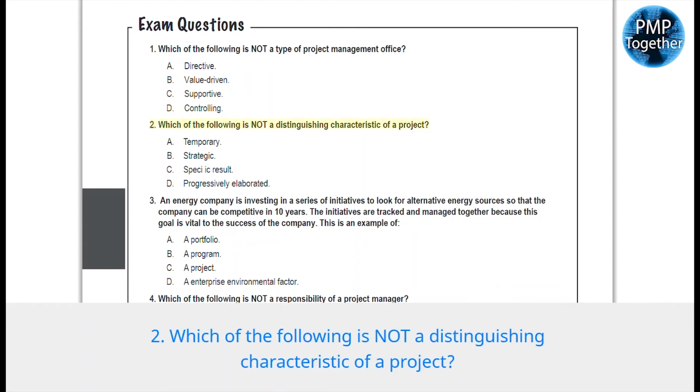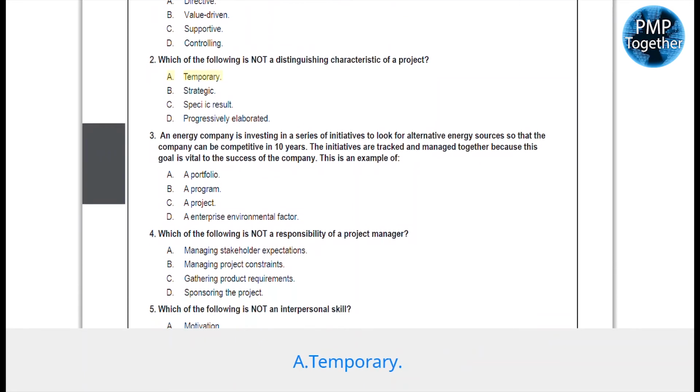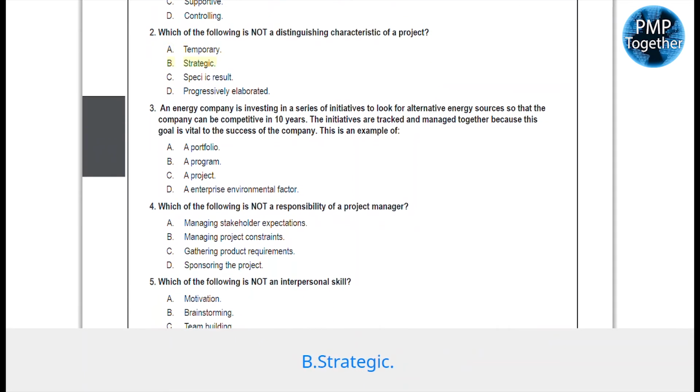2. Which of the following is not a distinguishing characteristic of a project? A. Temporary. B. Strategic. C. Specific result. D. Progressively elaborated.